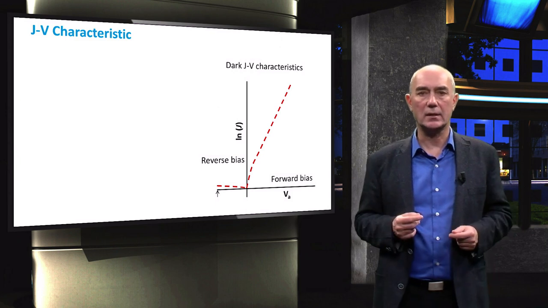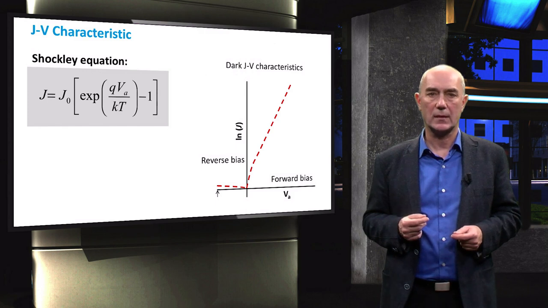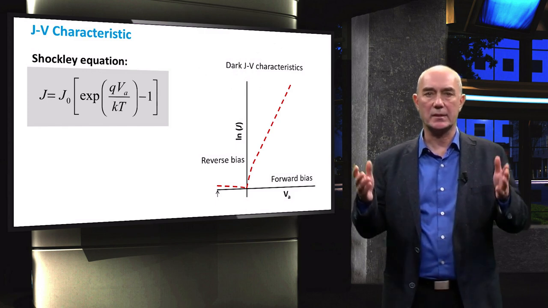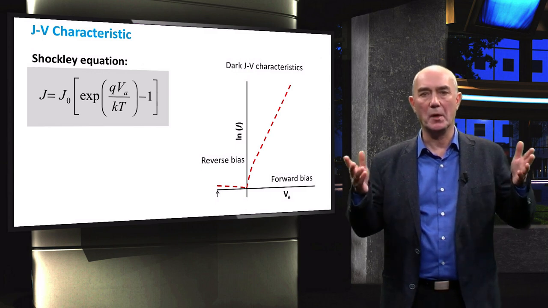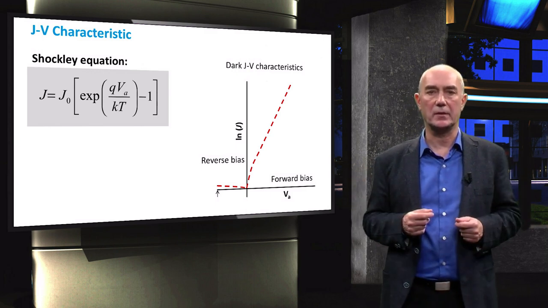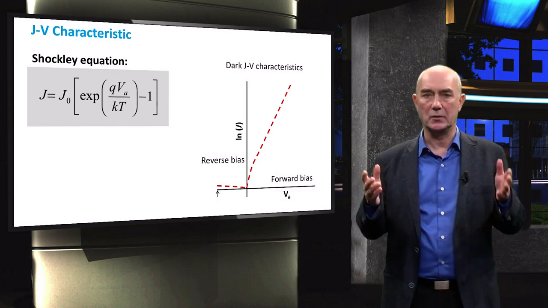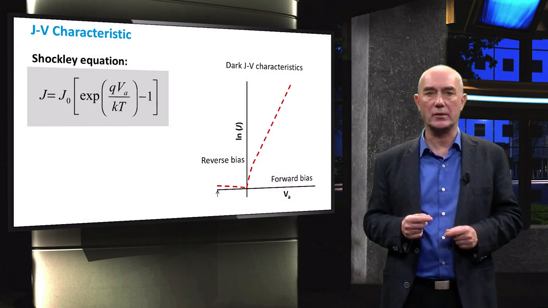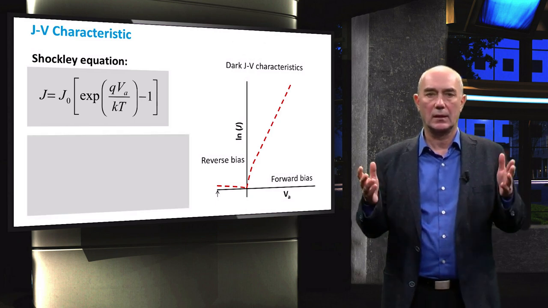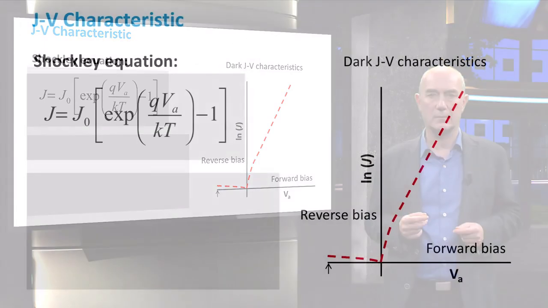This JV characteristic can be written using the Shockley equation. In this video, I will simply give you this equation, and that may be enough for most engineers working in this field. However, there is a bonus video that you are free to watch to understand the full derivation of this equation. Let's take a look at some consequences of this equation.